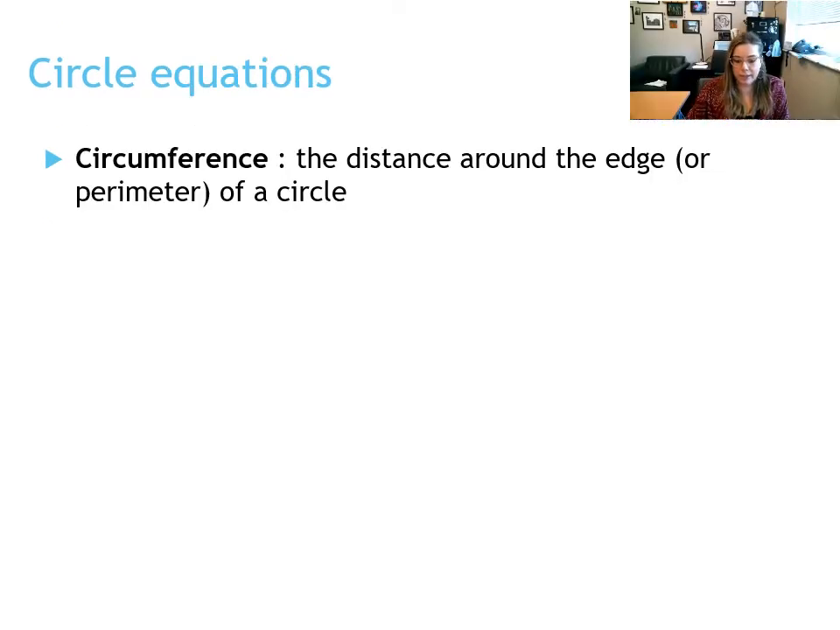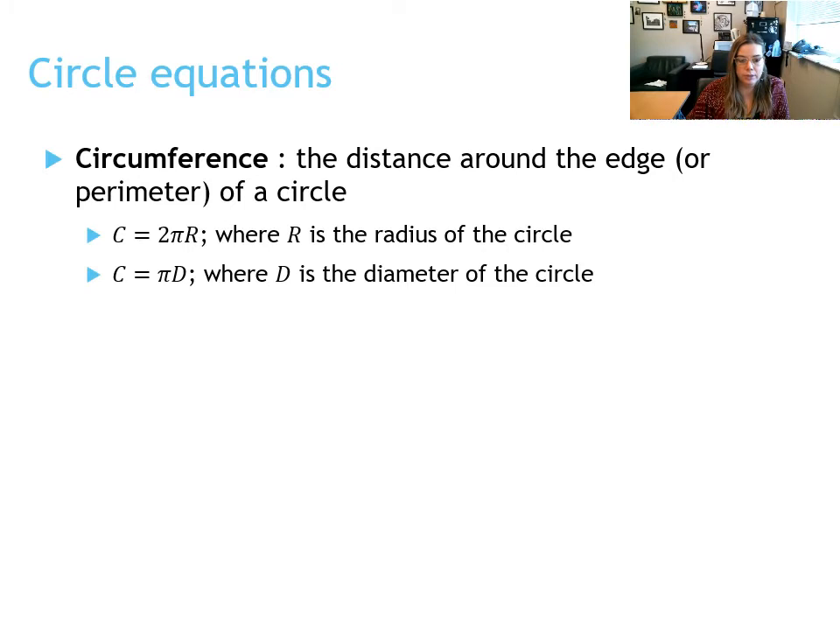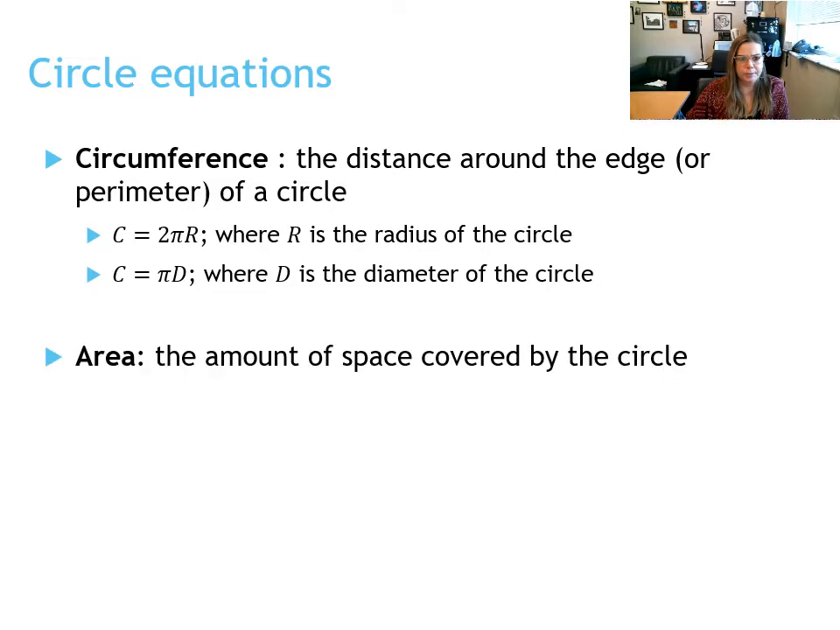To calculate a couple of important quantities here, to calculate that circumference or the distance around the edge of the circle, you can use that the circumference is 2 pi times the radius. Or if you remember, a diameter is twice the radius, so you can also use that circumference as pi times d, the diameter of the circle. Pi is just a constant, it's the number 3.14, and then a bunch of other decimal points. So I'm sure that you guys know that.